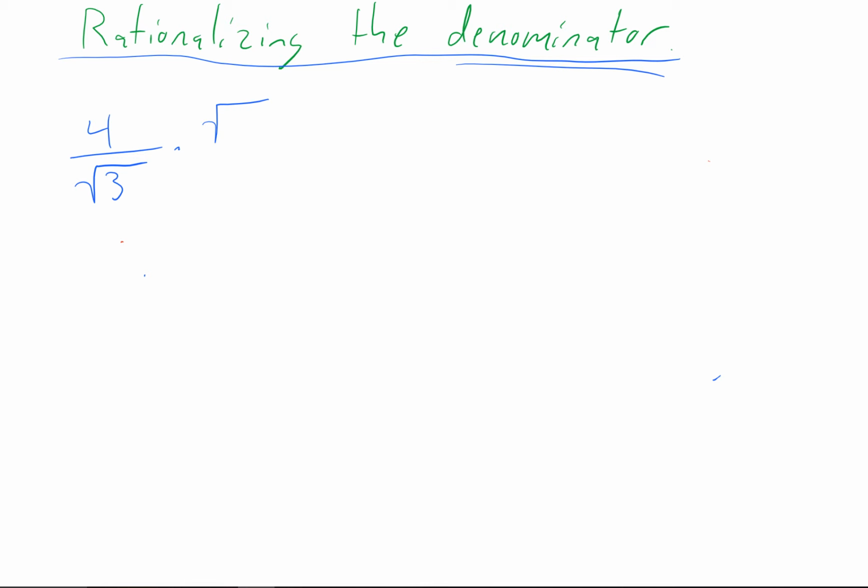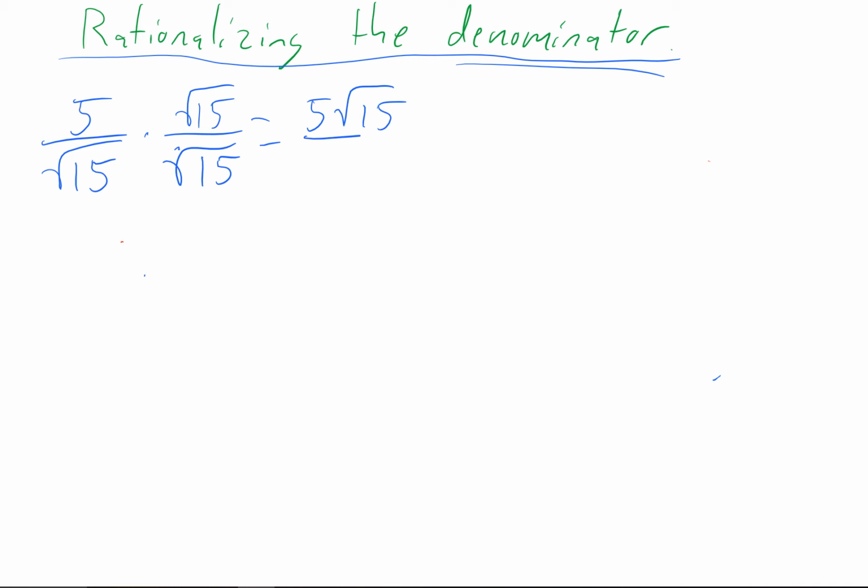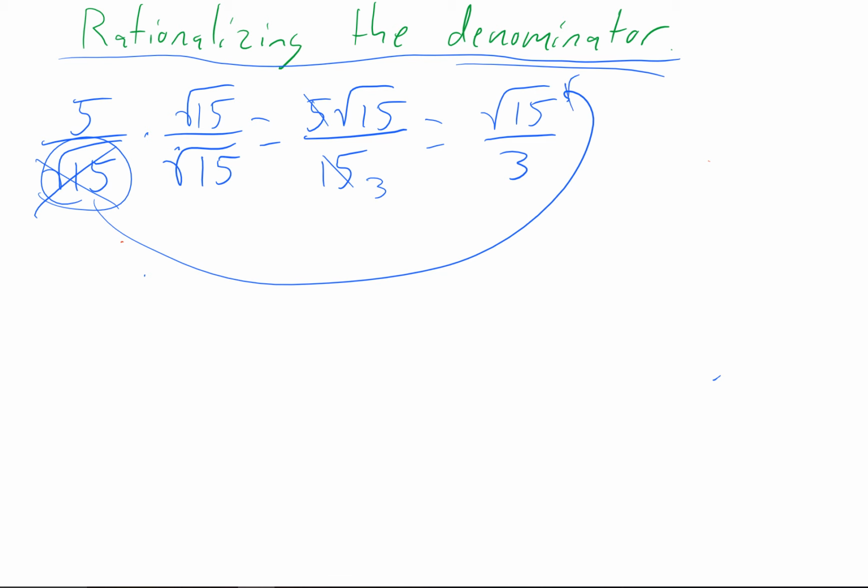Clear our page a little bit. So like 5 over the square root of 15. Let's do that. Square root of 15 over square root of 15. 5 root 15 over 15. Now, I did notice I can take this one step further. 5 over 15 would be 1 over 3. So it would be square root of 15 over 3. So we got the root out of the denominator. This is no longer there. We didn't like that. We put it up here, and that makes us happy.